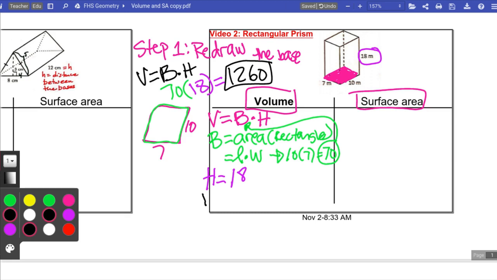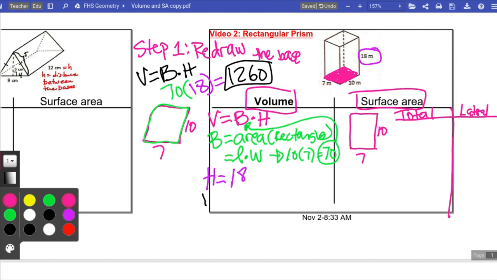Now let's find the surface area. On the surface area, like I said, step 1, redraw your shape. We have a 7, we have a 10. We are going to find the total surface area here and the lateral surface area right there. Cool. Let's start with total first.